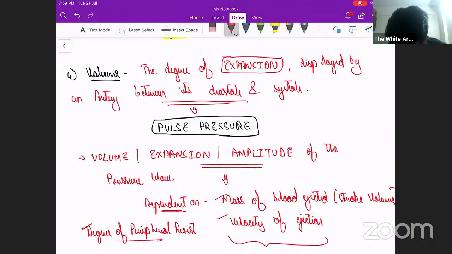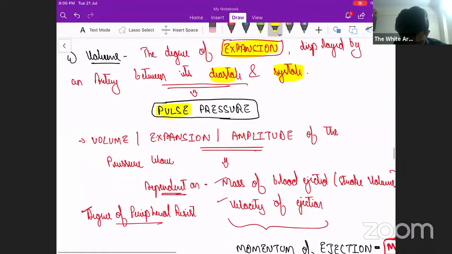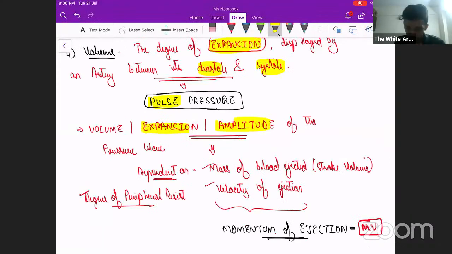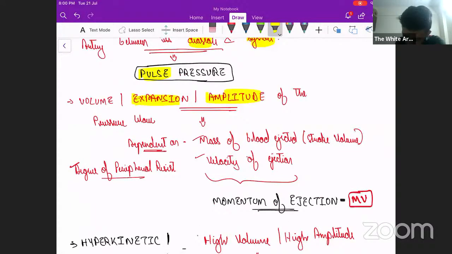So it is nothing but the expansion of the artery in between the diastole and systole, the variation in the expansion of the artery between the systole and diastole, nothing but the pulse pressure. So it can also be called expansion or amplitude of the pressure wave. Volume, or the expansion, or amplitude of the pressure wave. So what will this be dependent upon? What will this be dependent upon? One is the amount of blood ejected, or the stroke volume.